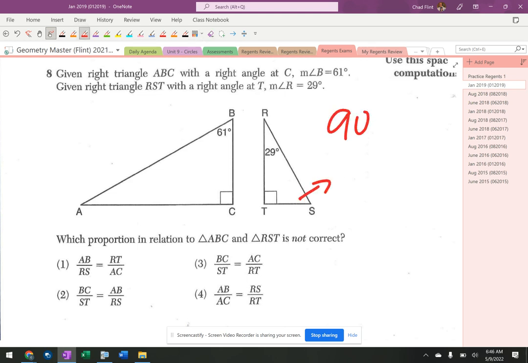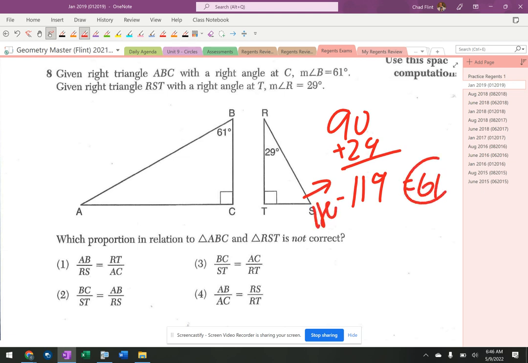So I do 90 plus 29 is 119. 180 minus 119 is 61. So this is 61. So the triangles are similar.